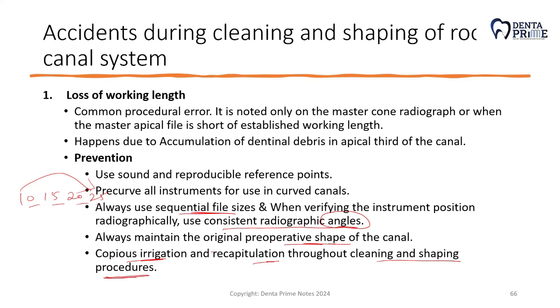Proper irrigation methods. So there is no treatment of loss of working length. Once it's done, it's not possible to undo it. So we should take proper prevention methods to prevent it at all cost, because there is no way we can undo the loss of working length.